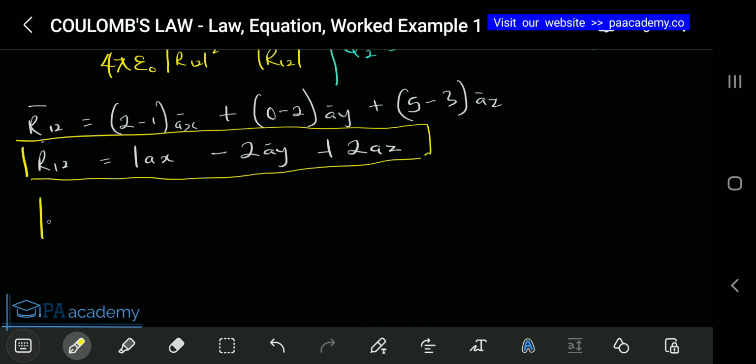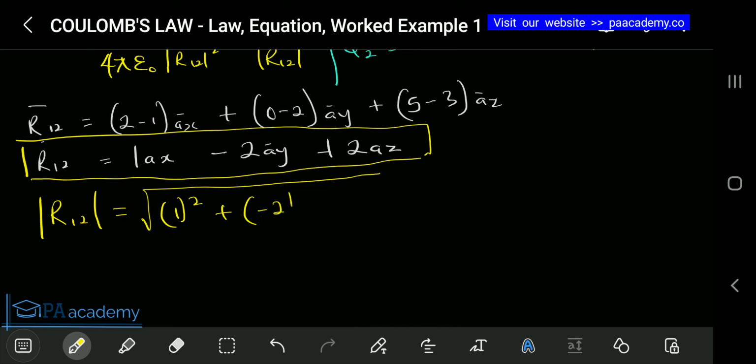Then next, let's get the unit vector. That will be the magnitude of R12, and to get that, it's going to be the square root of 1 squared plus minus 2 squared plus 2 squared. We are picking the values from this.